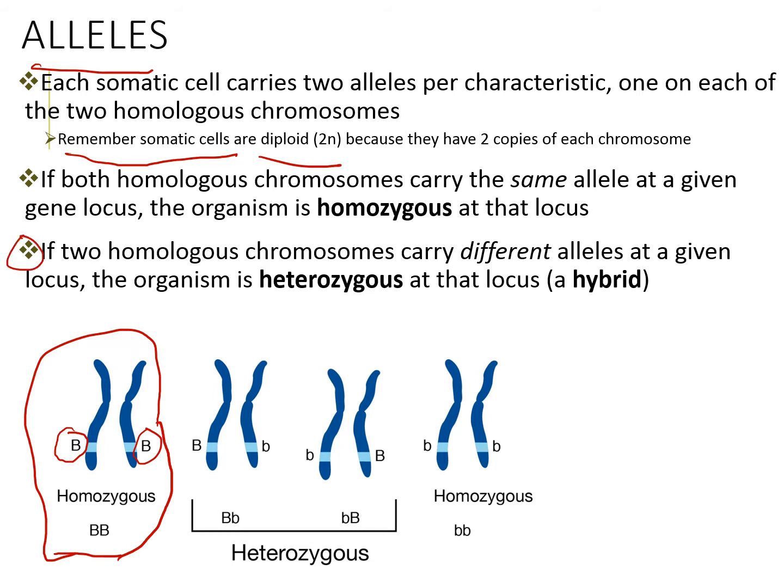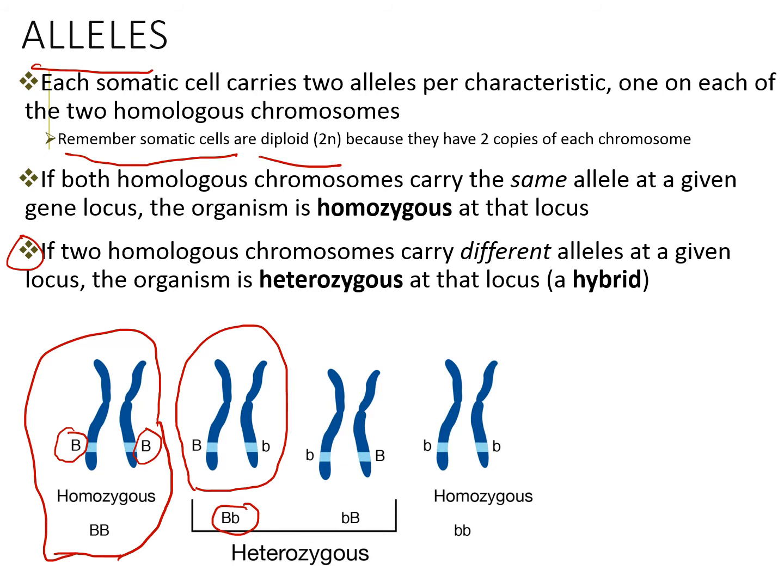The next one: if two homologous chromosomes carry different alleles at a given locus, we say that the organism is heterozygous at that locus, or that it is a hybrid. So the next two examples offer two different ways that a cell could be heterozygous. On the left here, big B, little b. One chromosome has a big B, the other chromosome has a little b. So what we write is big B, little b, just to abbreviate it in a convenient way.